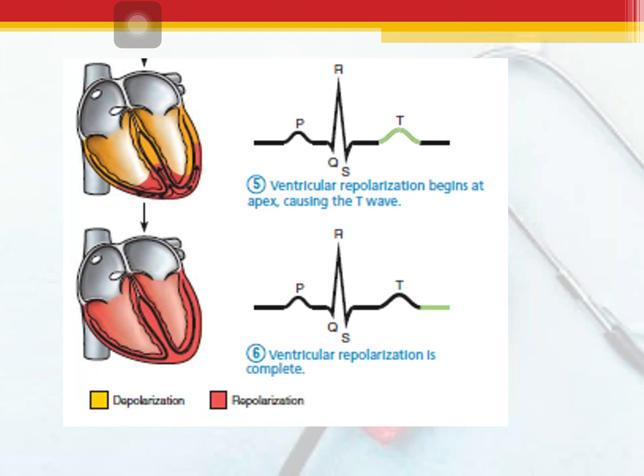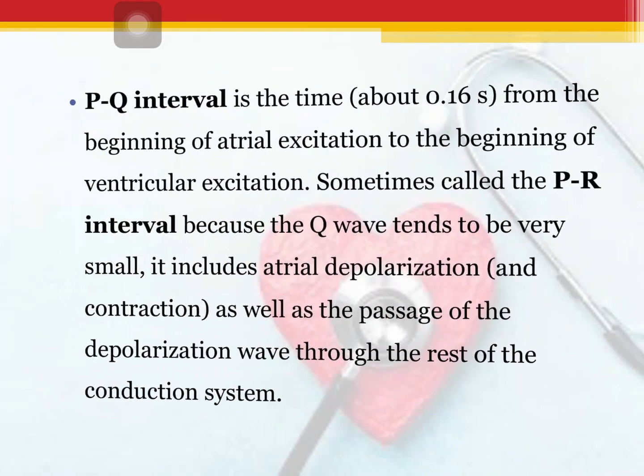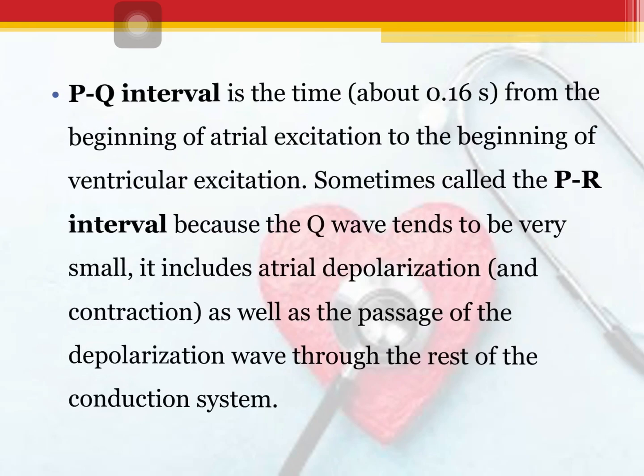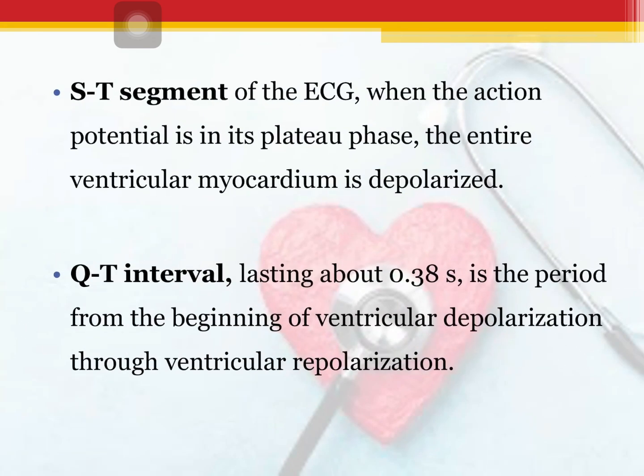So again, the T wave marks the ventricular repolarization. Then after that, there is a flat line, meaning that the ventricular repolarization is complete. The PQ interval is the time from the beginning of atrial excitation to the beginning of ventricular excitation. Sometimes it is called the PR interval, because the Q wave tends to be very small. It includes the atrial depolarization, as well as the passage of the depolarization wave through the rest of the conduction system.